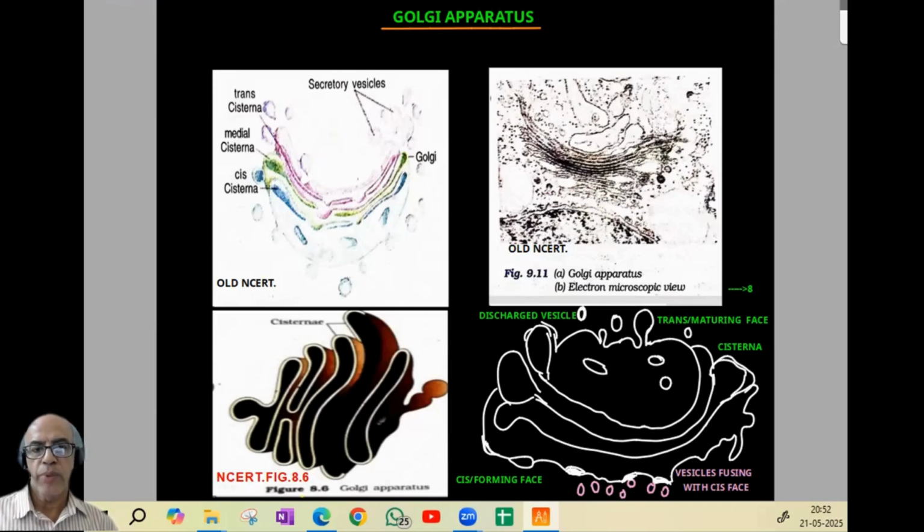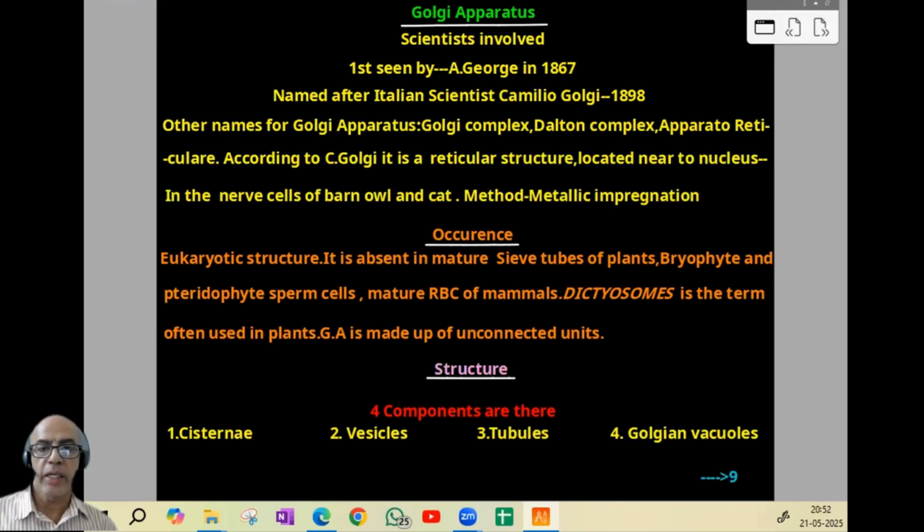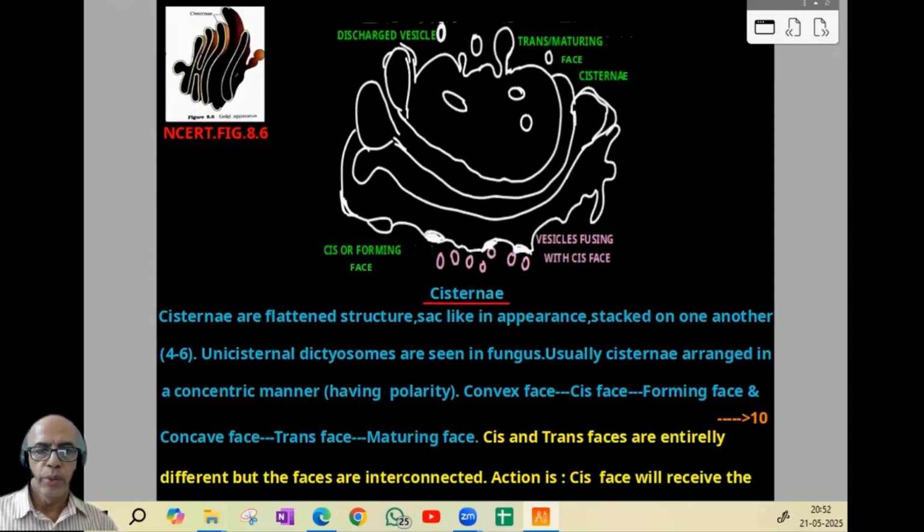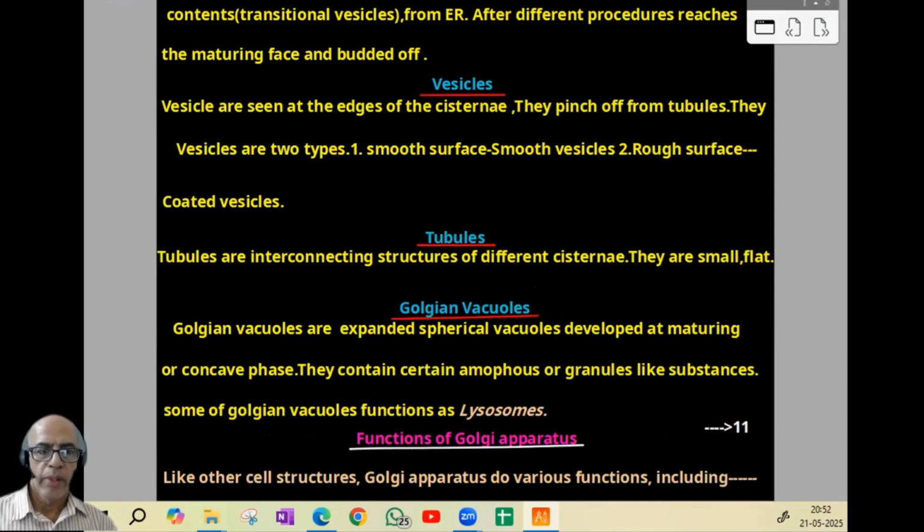What is done by the dictyosome, and the four structures connected with the Golgi apparatus: cisternae, vesicles, tubules, and Golgian vacuoles. Then what are the features of cisternae? Cis and trans face. Then vesicles, what is the structure? Then tubules, again structure. Then the fourth one, Golgi vacuoles, which can function as lysosomes. Then functions of the Golgi apparatus, PPT. Then pathways from the endoplasmic reticulum to the Golgi apparatus: transitional vesicles fuse with the cis face and move to the trans face of the Golgi apparatus.